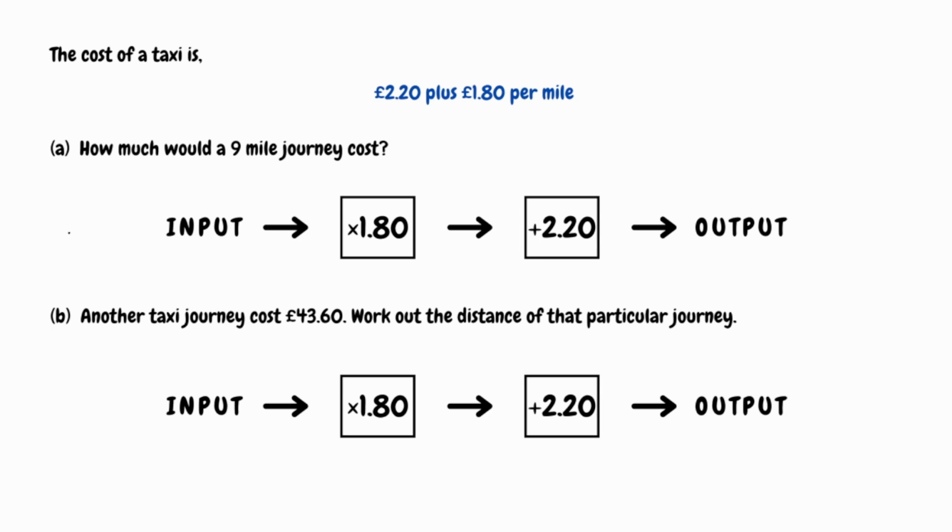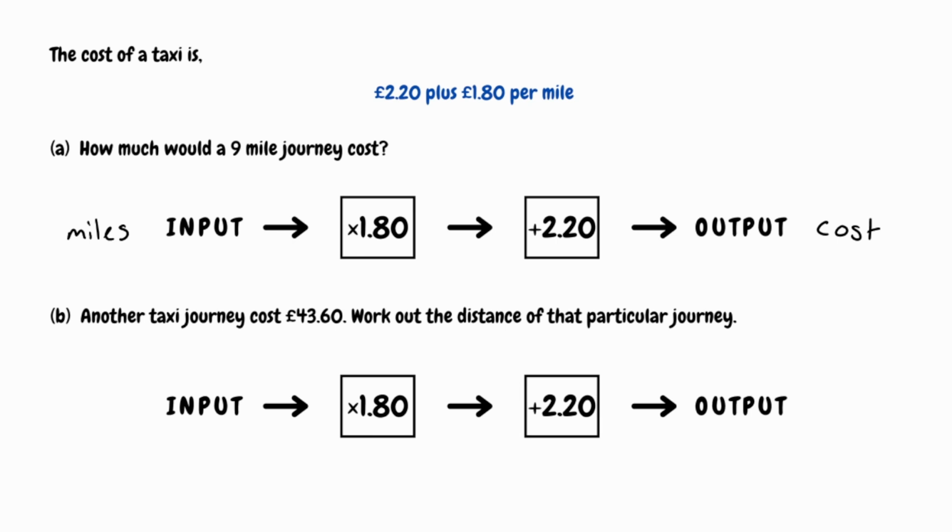So I'm going to copy this down again to part B of the question as well. Going back to what we said, the input is the amount of miles that we cover, and the output will be the cost of the journey. So for part A to this question, we want to figure out the cost of a 9-mile journey. We're working from left to right, input to output, so we're just going to follow the operations as we see them.